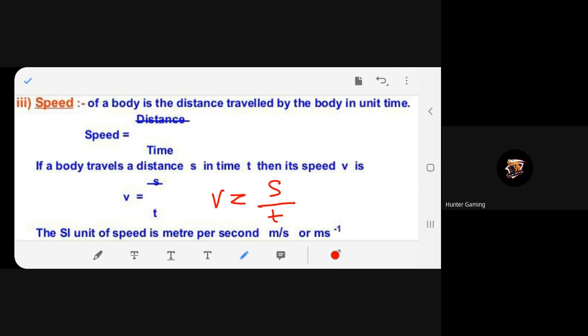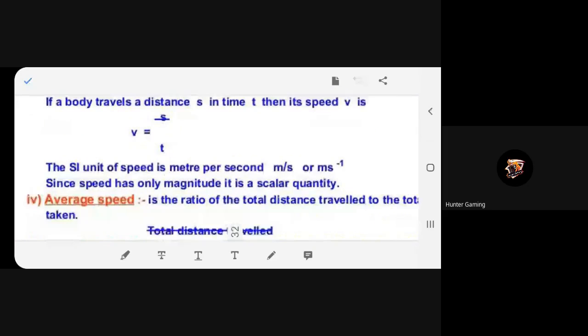Now what is s? s is distance, measured in meter. What is time? It is second. So it is meter per second. You can see how you got it from the unit that you take. So it is meter per second or meter second inverse. Any problem? Okay.